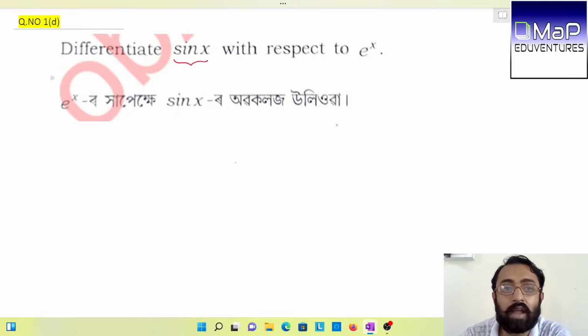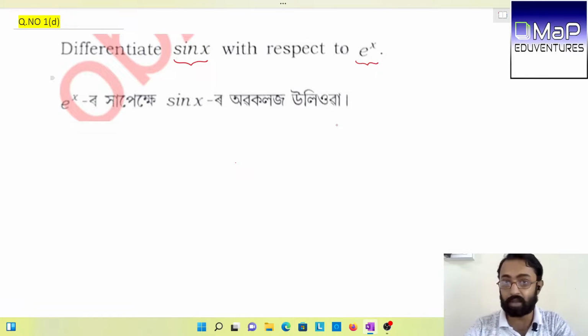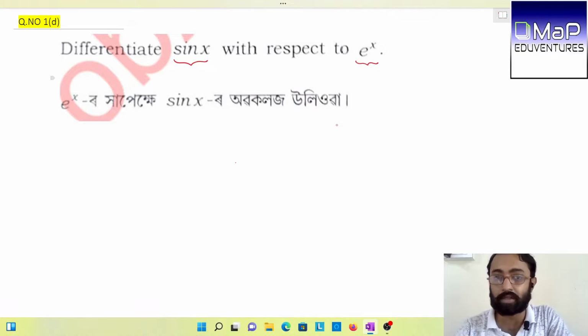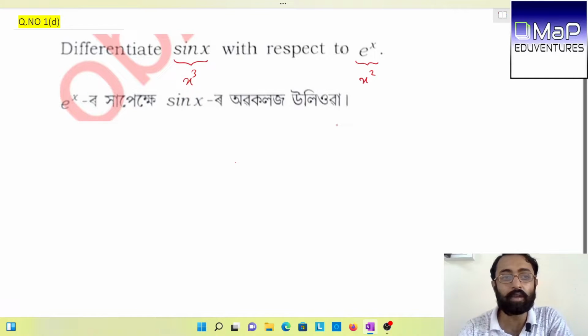Differentiate sin x with respect to e to the power x. If you have not watched the last video of the year 2022 yet, please check it, because exactly the same question came there, where we were asked to differentiate x cube with respect to x square. So different types of functions are given to differentiate. Exactly the same way, we will differentiate.